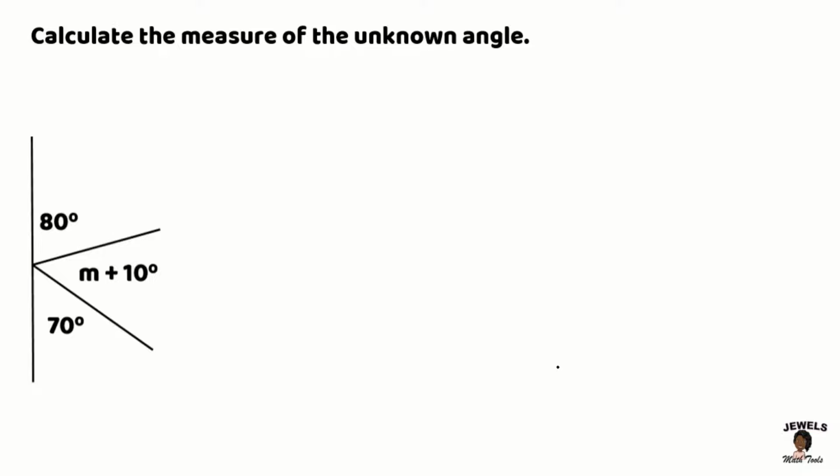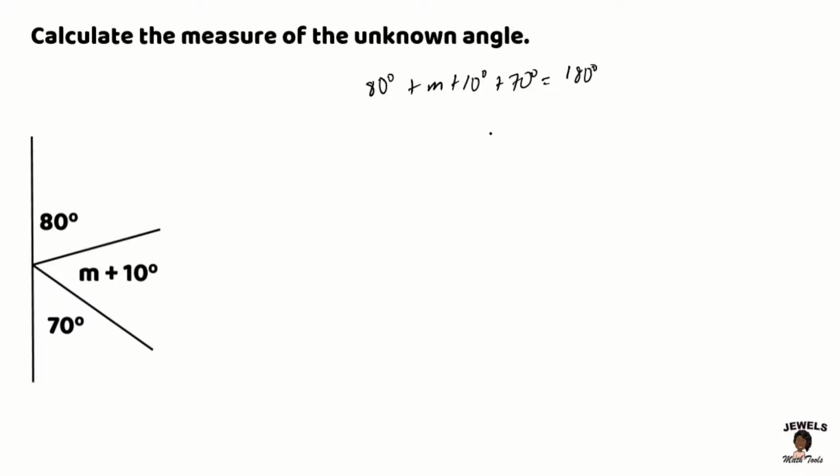Let's try another example. Feel free at this point to pause the video, calculate the measure of your expression, and then when you're ready, you can unpause the video and follow along with me to see if I got the same answer that you did. Okay, so let's begin by writing out first our equation, which is 80 degrees plus M plus 10 degrees plus 70 degrees equals 180 degrees.